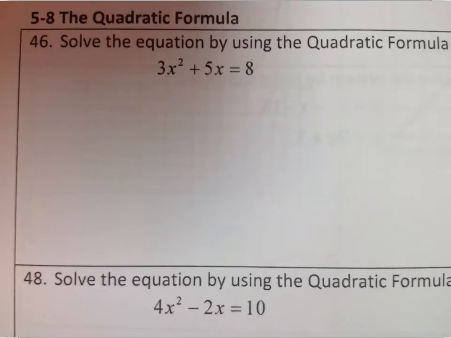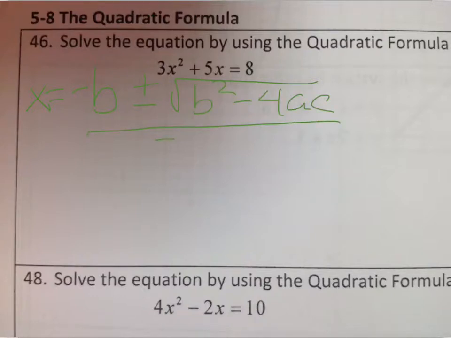So this is 5-8, the quadratic formula. It says solve the equation using the quadratic formula. So the first thing I'm going to do is write that out. I'll go ahead and sing it. We have x equals negative b plus or minus the square root of b squared minus 4ac, all over 2a. There you go. There's the formula.